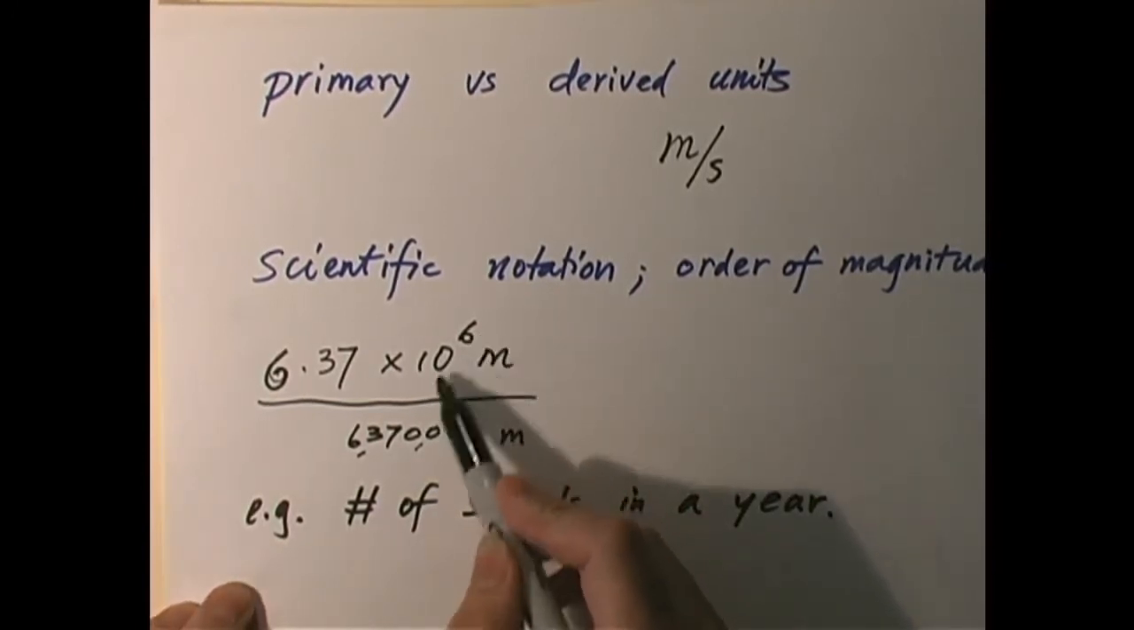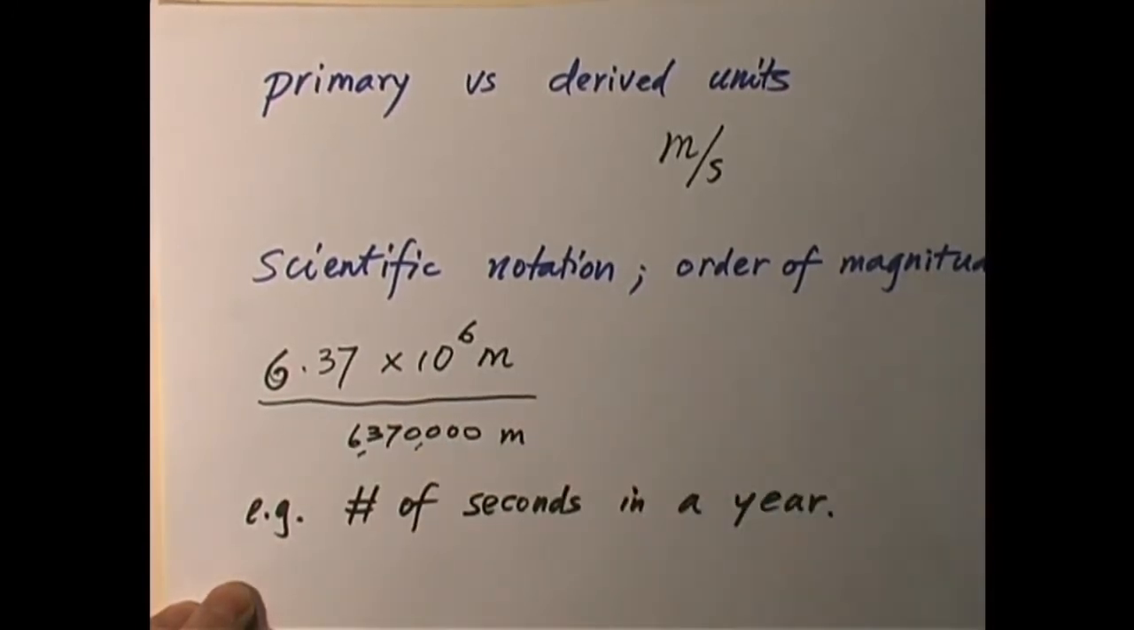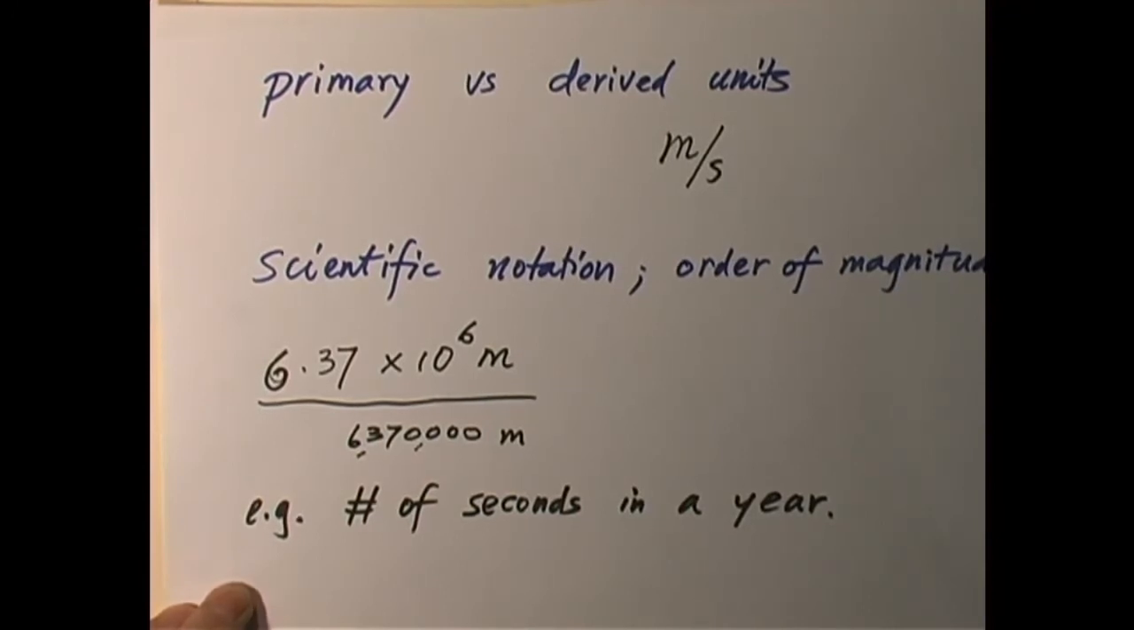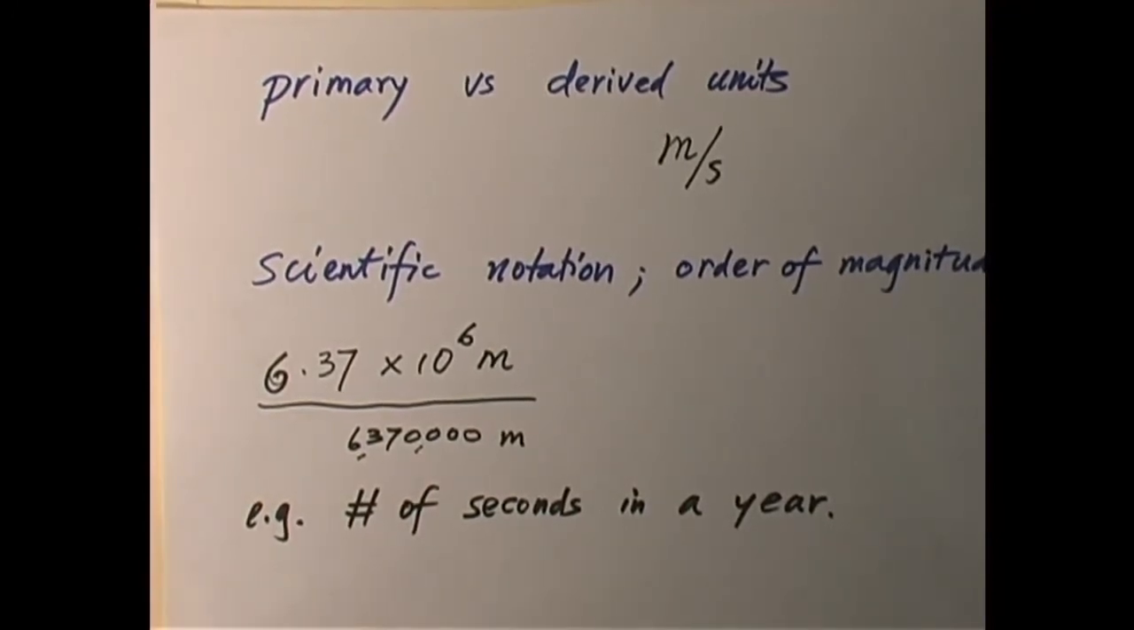Immediately you know it's 10 to the 6. Okay, it's a million, right? It's roughly 6 million, 6.3 million. So immediately you know how big it is. In other words, the order of magnitude is 10 to the 6 meters. This is from the scientific notation. You know immediately how big, how small it is. You don't have to count all these zeros. Okay, that's not a very large number.